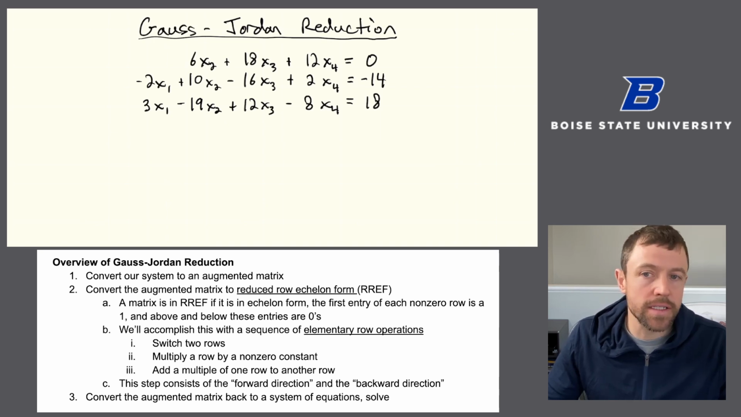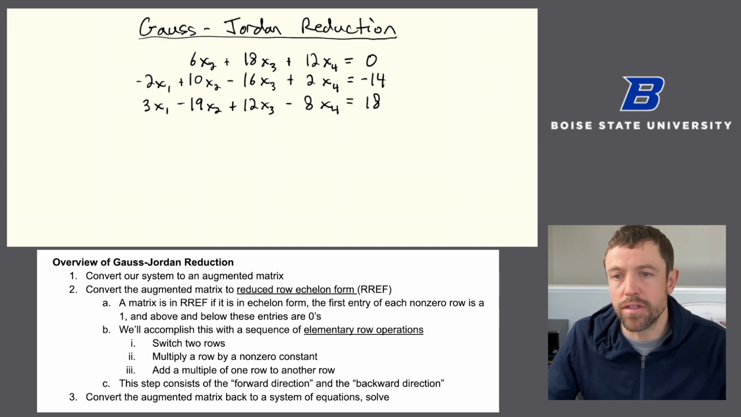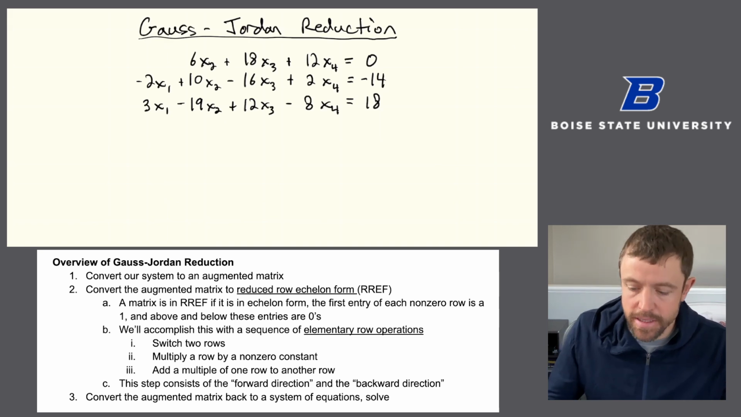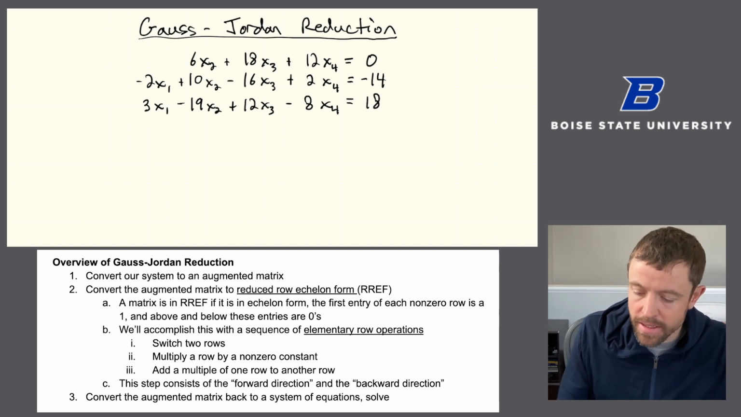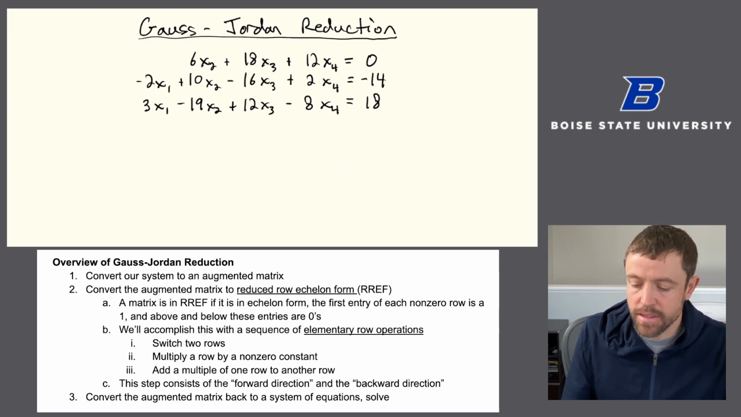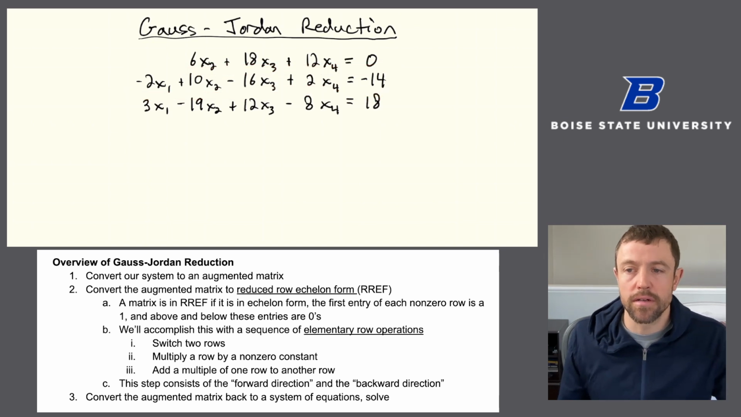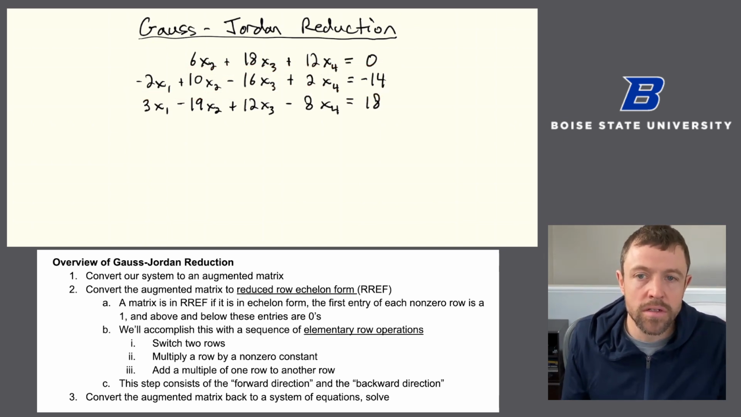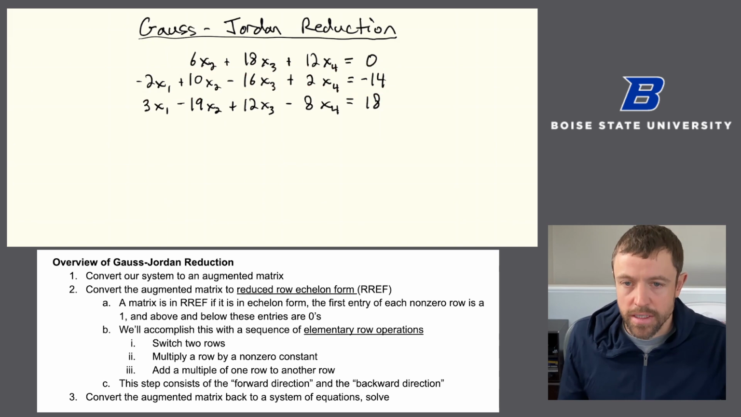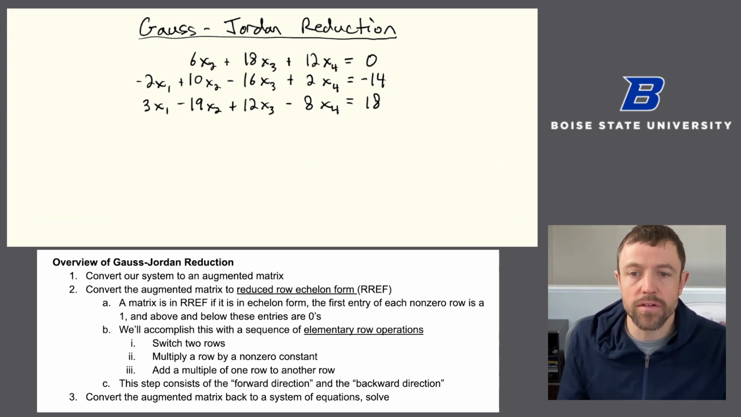And you might look at this and think of several operations that could make this simpler. Maybe you look at it and you say, hey, this first equation, everything's divisible by 6. The second equation, everything's divisible by 2. Where do we start? What do we do first? And that's the whole idea of this process. So this overview of Gauss-Jordan reduction, let's start with step 1 right now.